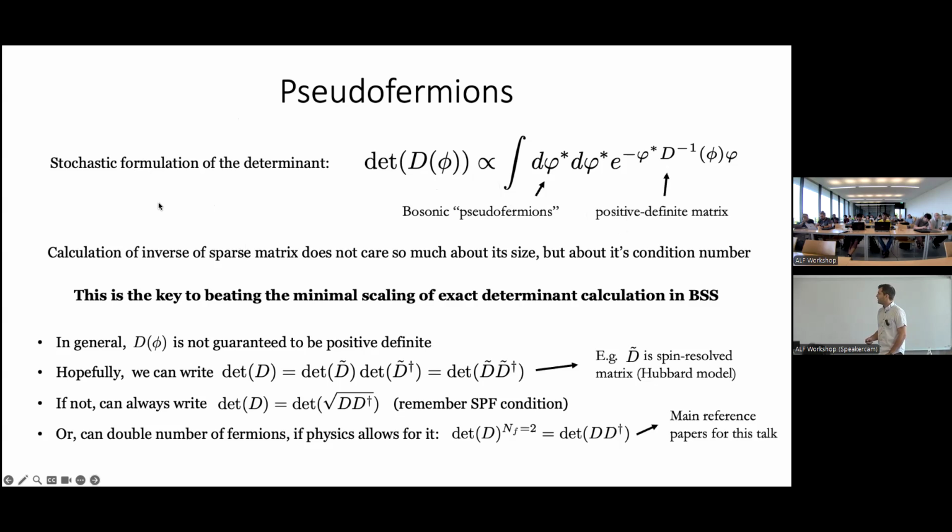And the nice thing here is that the calculation of the inverse of a sparse matrix does not really care about its size that much. It's much more interested in something called the condition number, which is like the ratio of the largest to the smallest eigenvalues. And so this is the key to beating the scaling of the exact determinant calculation in the BSS algorithm.